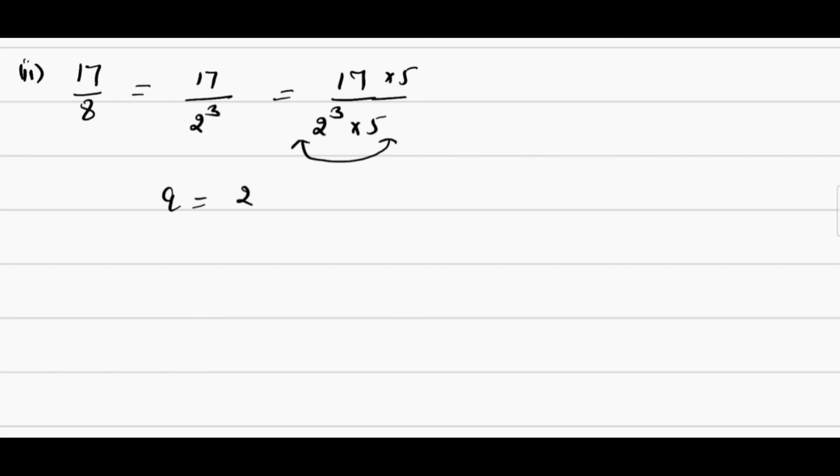Second question is 17 divided by 8. So here, we can write this 8 as 2 raised to power 3. So again we can write this as 2 raised to power 3 into 5 raised to power 1. Here also my Q is equal to 2 raised to power 3 into 5 raised to power 1. It means this decimal expansion will terminate. And after how many decimals will it terminate? It will terminate after 3 decimal places.